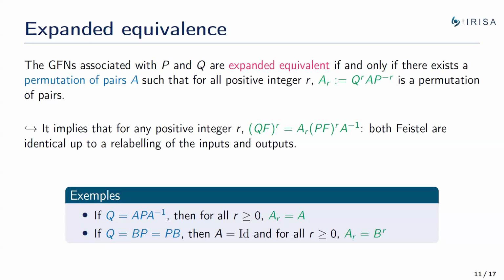And we can write it at the level of permutations as a constraint on the permutations that have to be permutations of pairs. Let's look at two simple examples. The first one is when the two permutations are conjugate via a permutation of pairs, then the output relabeling is the same for all rounds. So it was the previous idea. But you also have other cases, for example, with Q equal to B times P, where B is a permutation of pairs that commutes with P. Then you don't need an input relabeling, and the output relabeling is merely the powers of P.